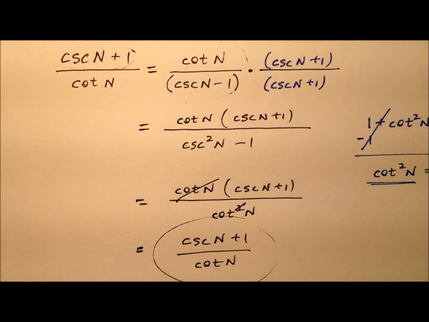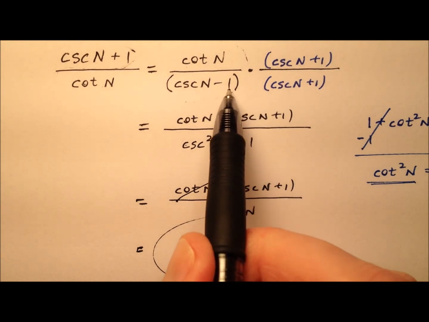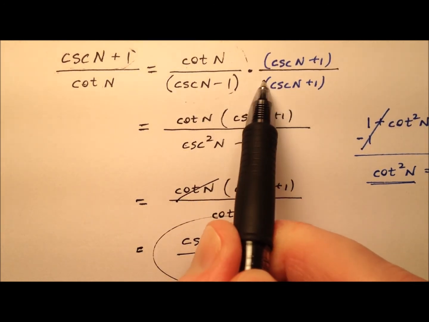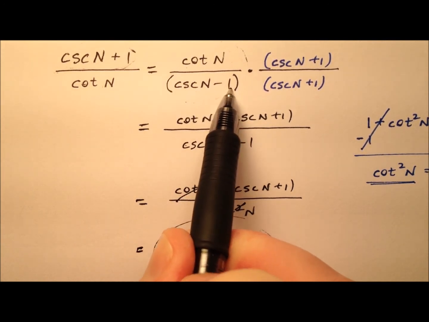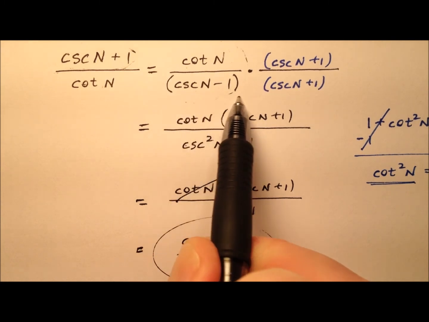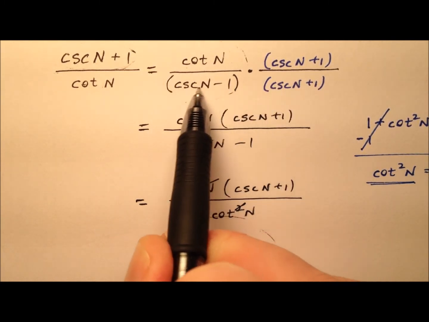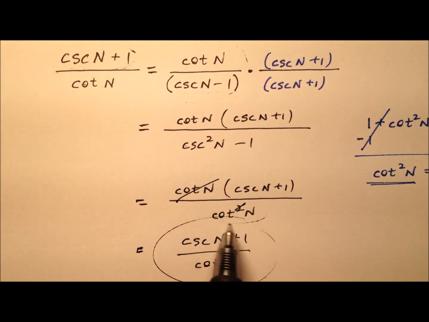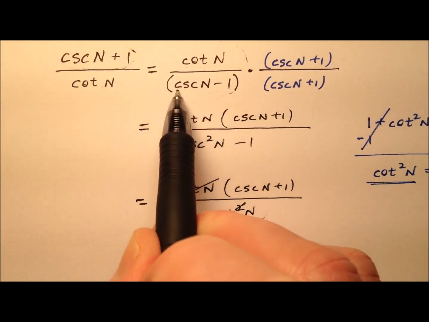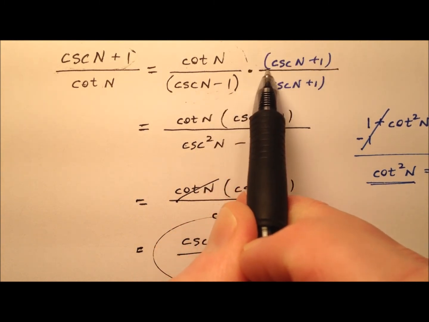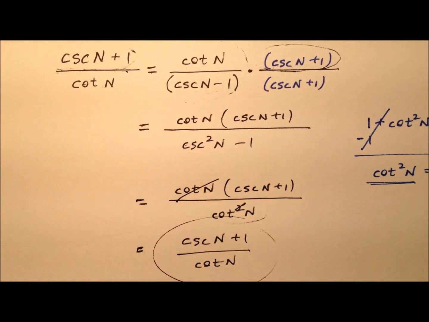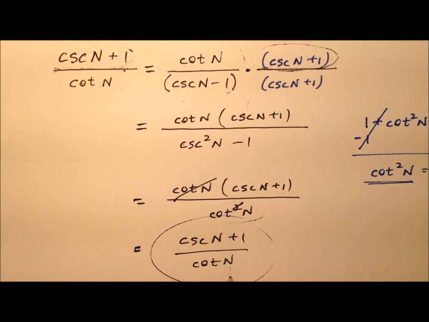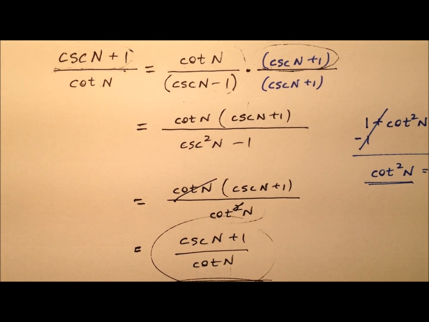Let's recap the steps that we took. We started by multiplying the numerator and the denominator of the fraction on the right by the conjugate of the denominator. That helped us do a couple of things. One, it helped us set up a Pythagorean identity where we could exchange two terms down to just a single term. Also, using this conjugate gave me exactly what the numerator needed to look like on the left side, the cosecant n plus 1. Then it was just a matter of simplifying, and here we are. So there's an example of verifying a trigonometric identity.